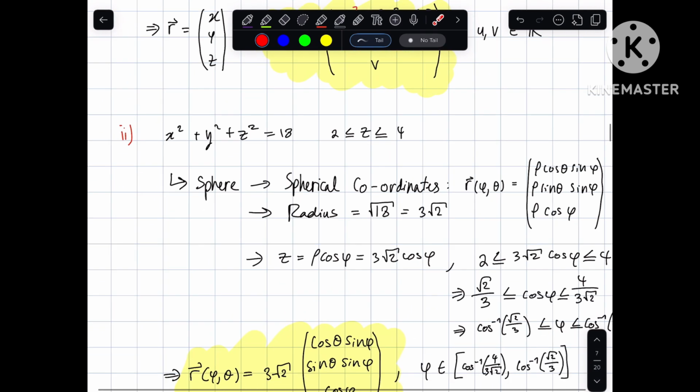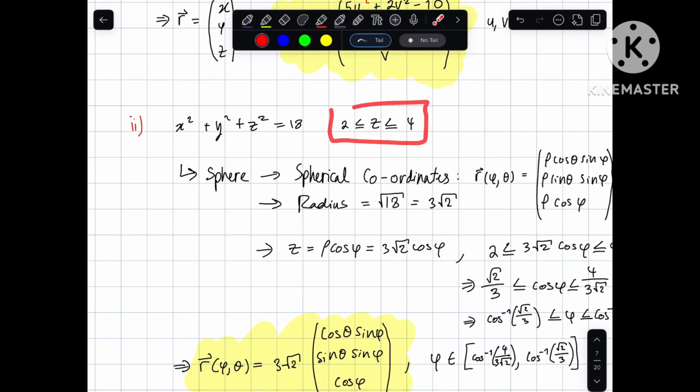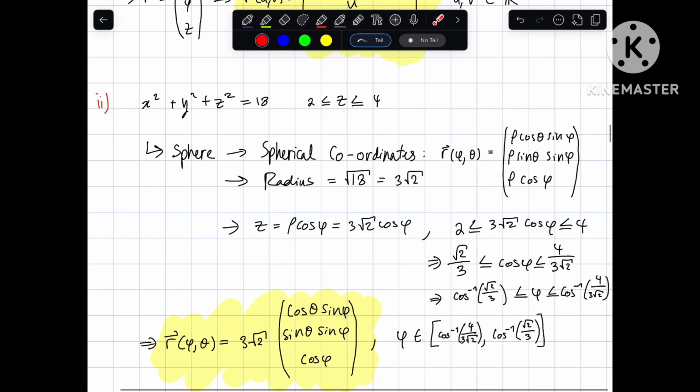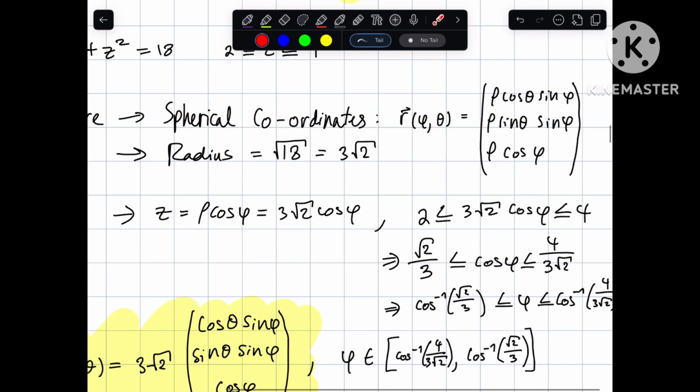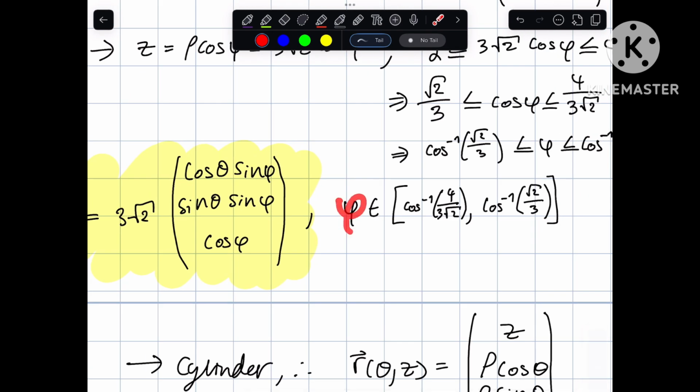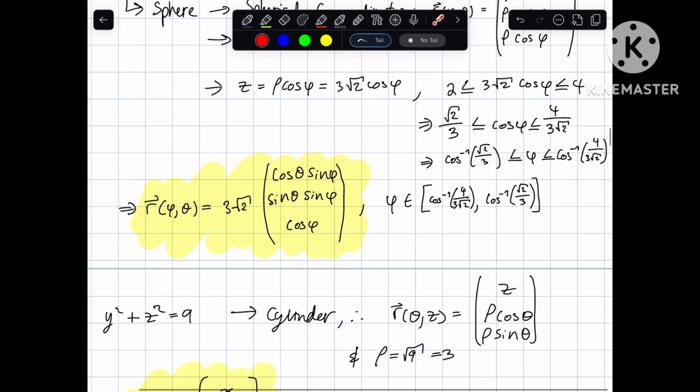And for this last part, we have a condition, a boundary, where z is between 2 and 4 inclusive. So we know z is rho cos phi, and since we know rho is root 18, or 3 root 2, we could just input that. So 3 root 2 cos phi is going to be between 2 and 4. You can manipulate the equation until you get what phi has to be between, and that's your domain, your boundary for this specific vector.